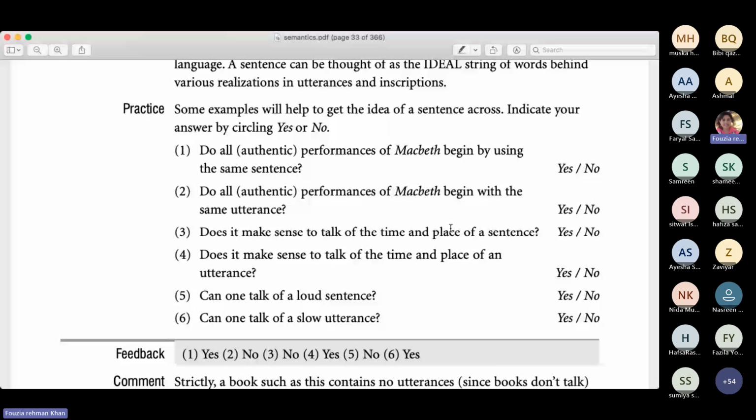Now, is this concept clear through the play of Macbeth? Raise your hands if this concept is clear. Right. Nice.